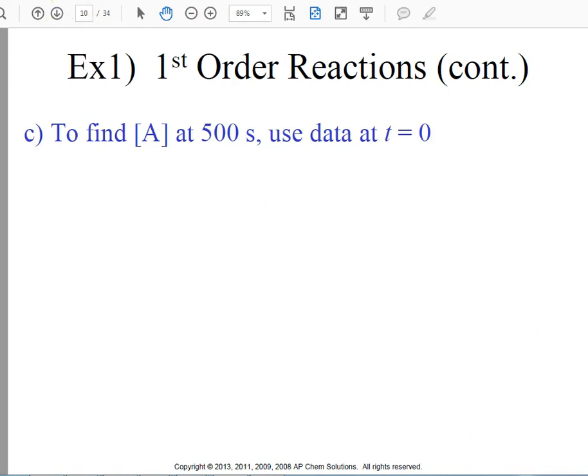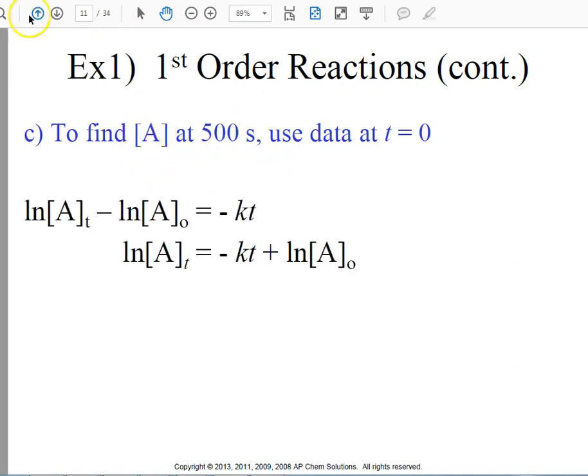So the next question is to find the concentration at 500 seconds. All right, so we're trying to find the concentration at time t. So here's our equation again. This is what we're looking for right here. This is what we don't know, this concentration at time t. We know the concentration at the beginning. We know our time is 500 seconds. They told that to us. And then we know our K value from the last part, from part B.